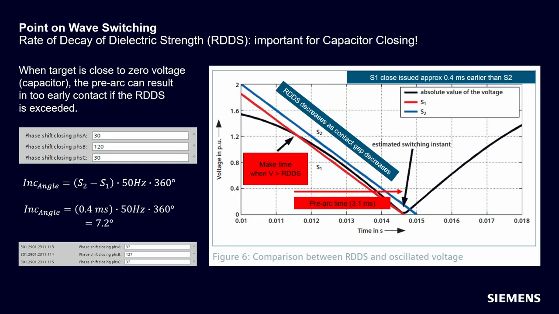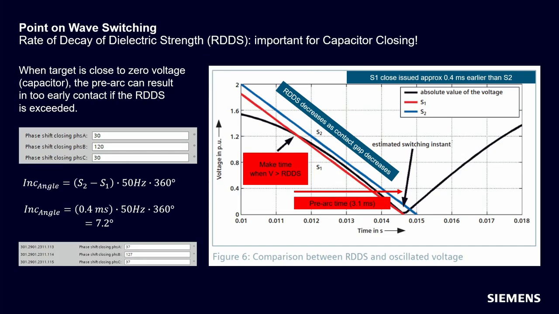Pre-arc usually occurs when the voltage, which is the black curve on the diagram, exceeds the RDDS curve. In our case, the black arrow indicates this point for the S1 curve. This is also the point where first electrical contact is made. As can be seen, from the moment of first electrical contact until first mechanical contact, we have a pre-arcing time of 3.1 milliseconds. For point-on-wave closing near voltage zero crossing, like a capacitor bank, this is a problem.